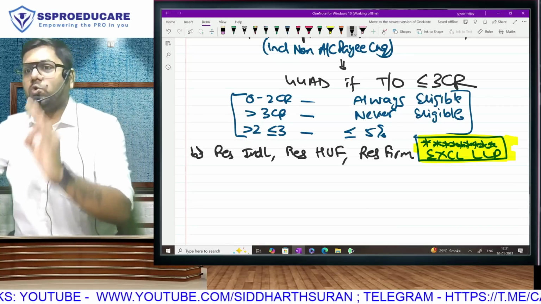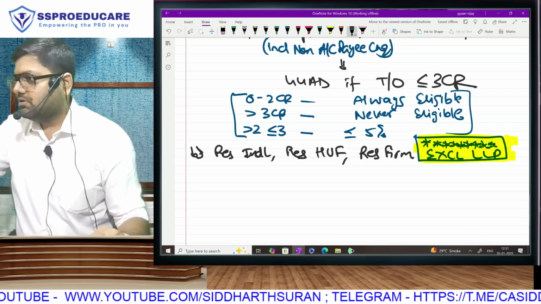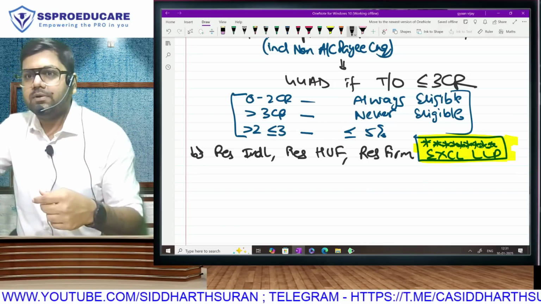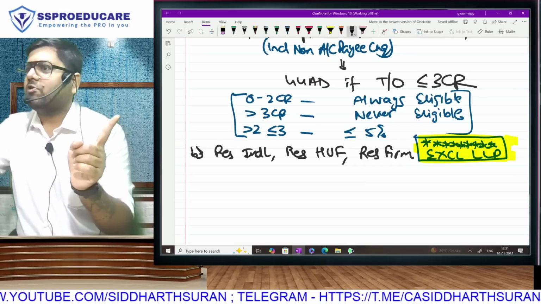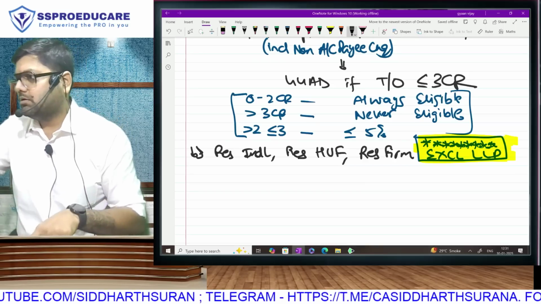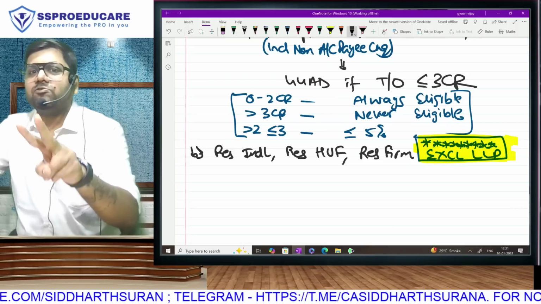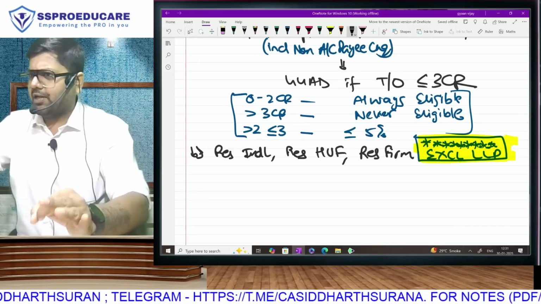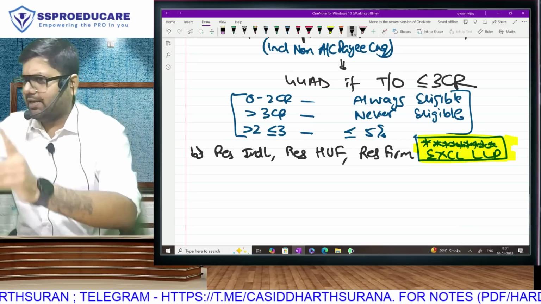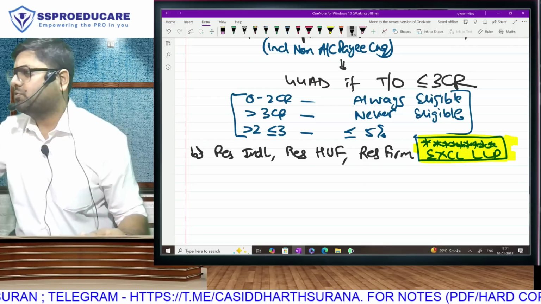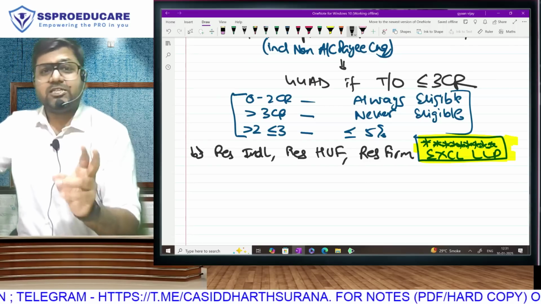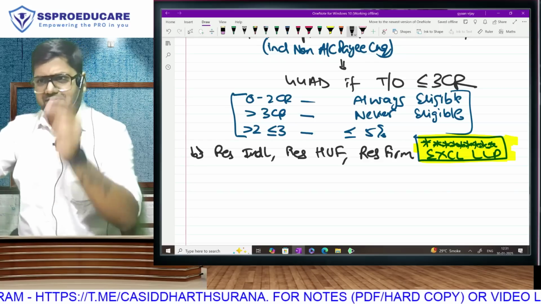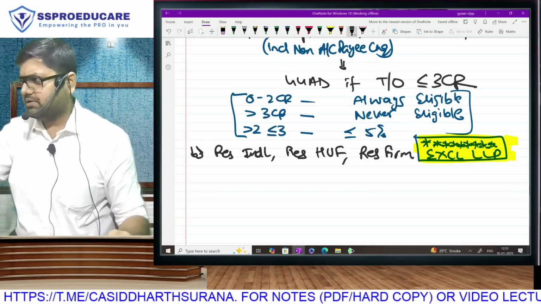LLPs are disqualified from presumptive. All other income tax provisions, for example flat rate of tax, are the same for firm and LLP. Share of profit is taxable for firm and LLP, exempt for the partner. Remuneration and interest, the 40B limit of deduction, applicable to firm and LLP. Everything applicable to firm is applicable to LLP. In the definition of person, we said firm including LLP. If there is one place where they have specifically said LLP not covered, it is presumptive.